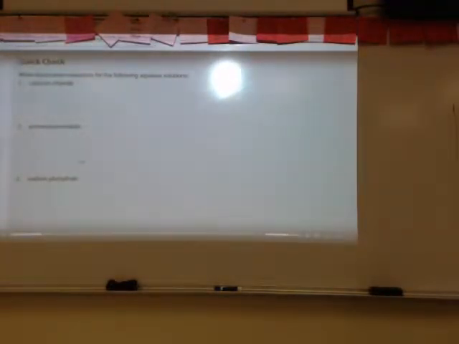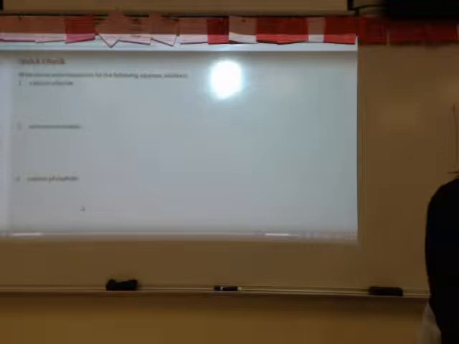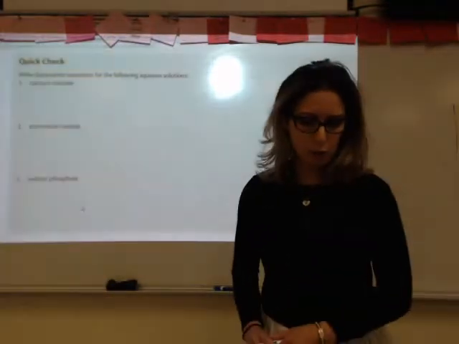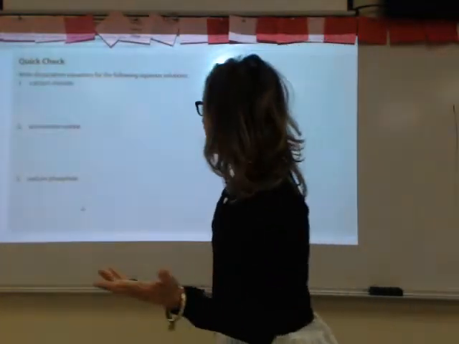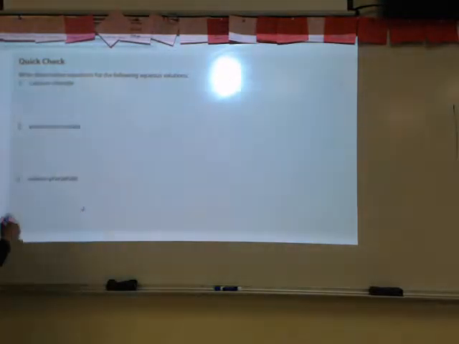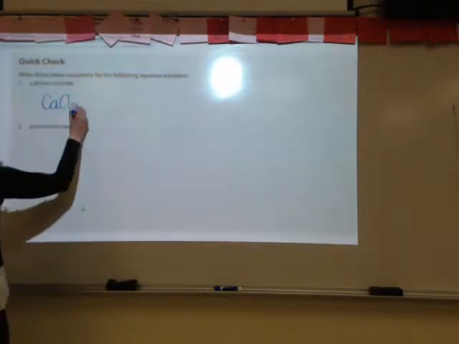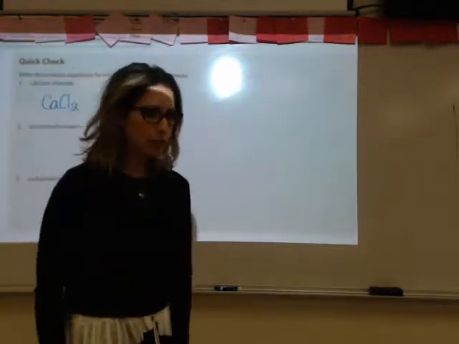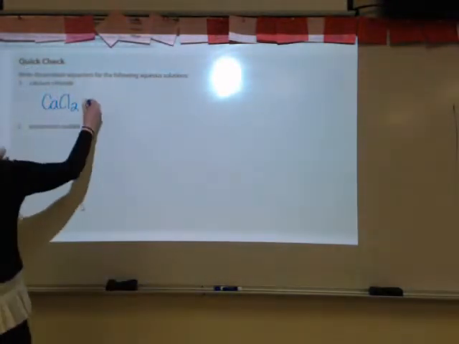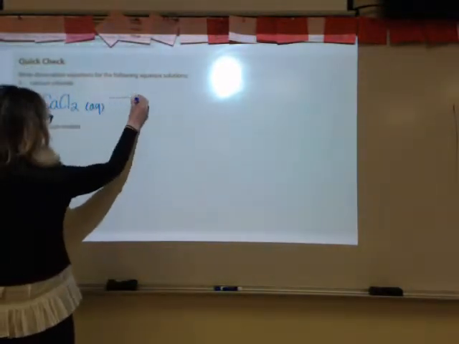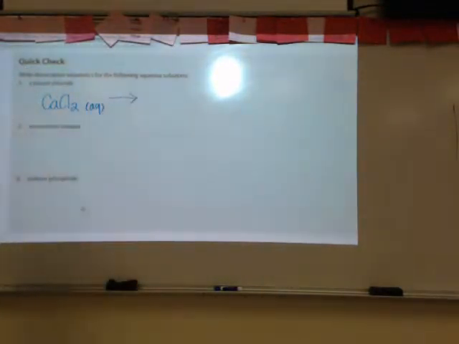Okay, so what we're going to practice is writing some dissociation equations for some aqueous solutions. These are ionic compounds in water, and we're just going to separate them into their ions. So you tell me, what is the chemical formula for calcium chloride? CaCl2. Good job. Okay, so if CaCl2 is in water, what ions will form?